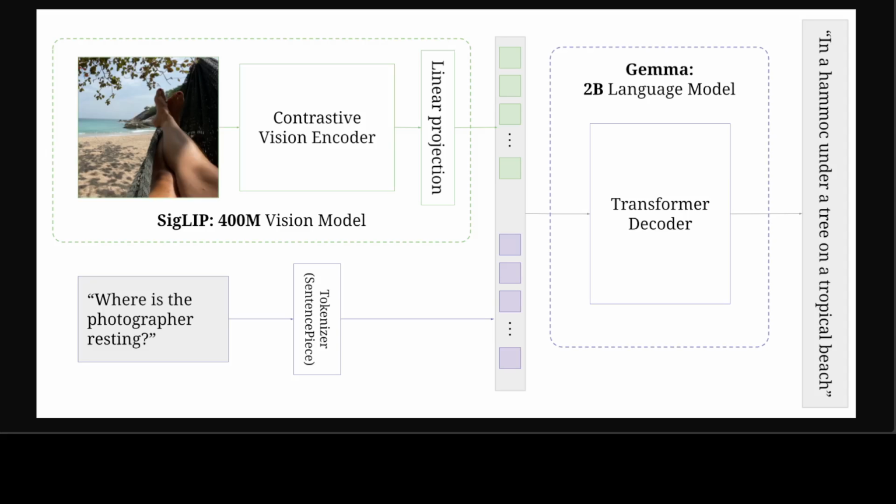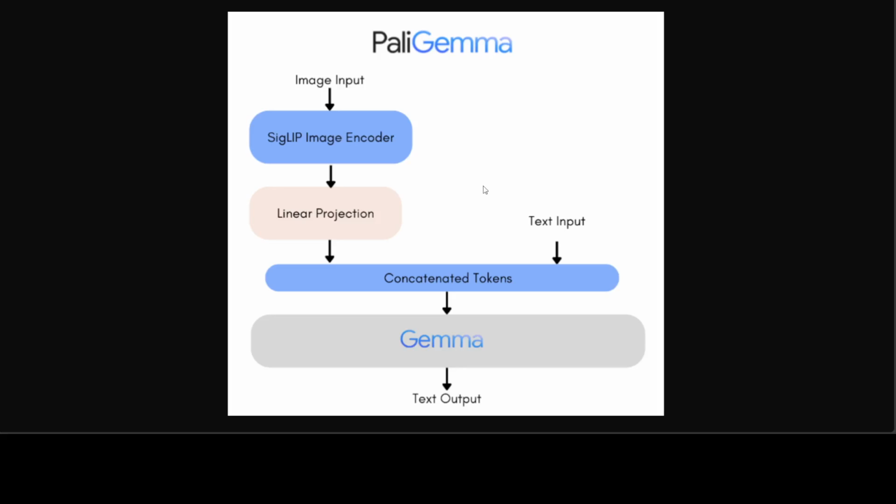So this PaliGemma 3 billion is a vision language model that was inspired by the PaLI-3 recipe. It is built on the SigLIP visual encoder and the Gemma 2 billion language model. PaliGemma takes as input one or more images, which are turned into soft tokens by the SigLIP encoder, and input text that is tokenized by Gemma's tokenizer. And this figure shows the whole process.